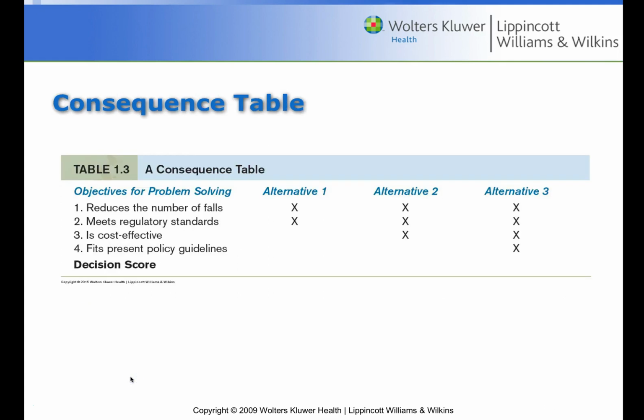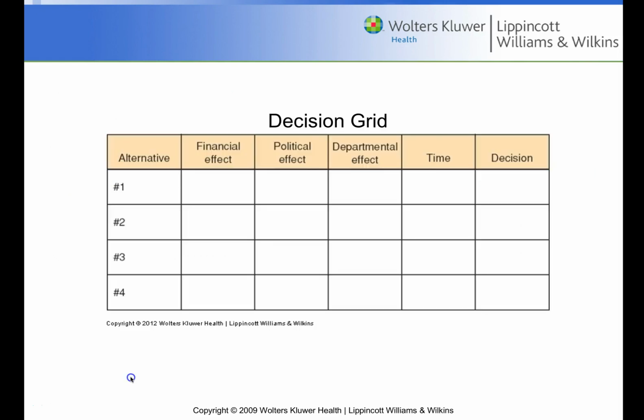This is a consequence table. It's going to demonstrate how various alternatives are created under different consequences. Often a consequence table is going to answer the question, if I do this, this will happen. Examples of consequence tables: there's decision grids, there's payoff tables, and then there's decision trees. All three of those help you determine if I do this, then this will happen. And this is an example of a consequence table.